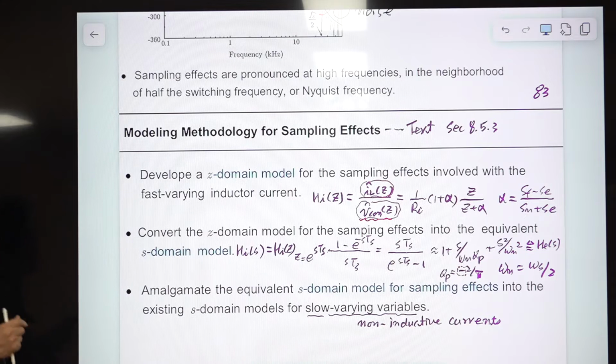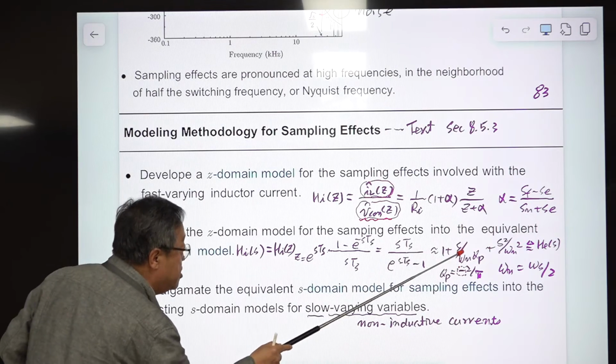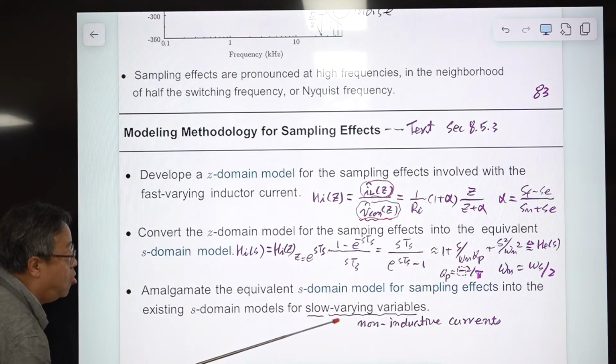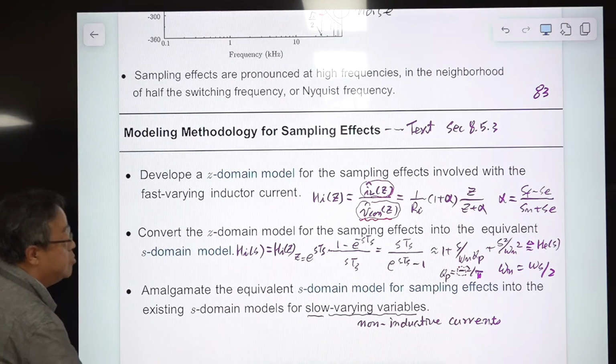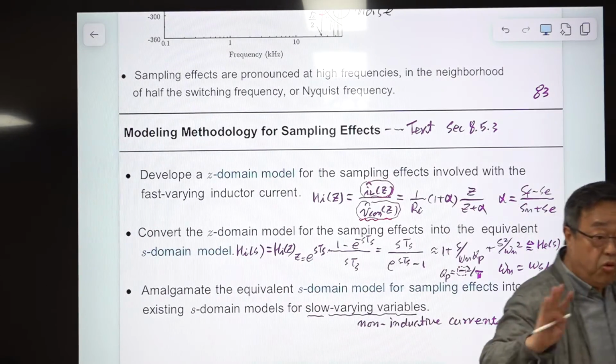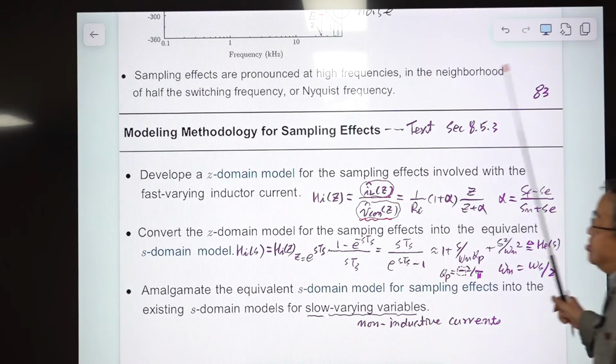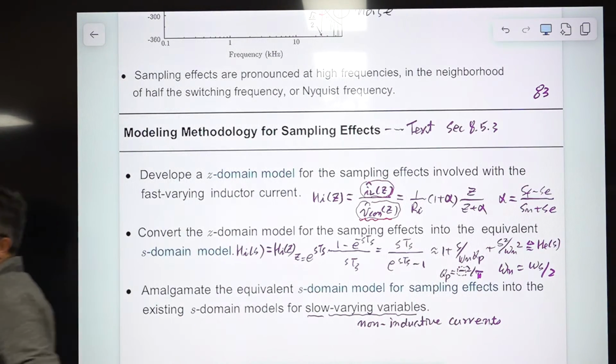Inductor current is a fast varying variable. If the inductor current is involved in the control action, then you should go back to here, and that is represented here. Then you combine this and this. Slowly varying variables means non-inductor current, all the currents and voltages except the inductor current. All right, so this is the approach.